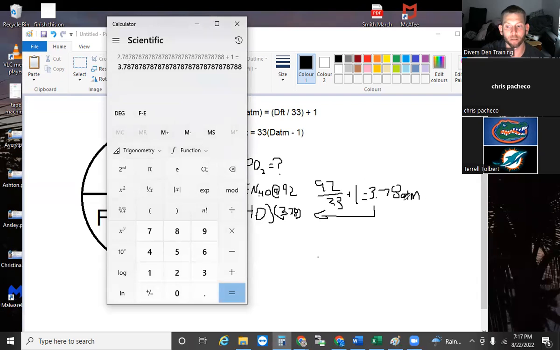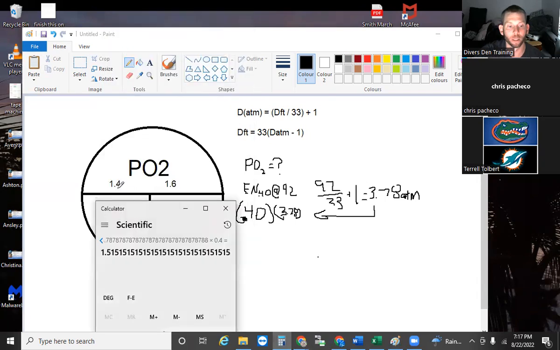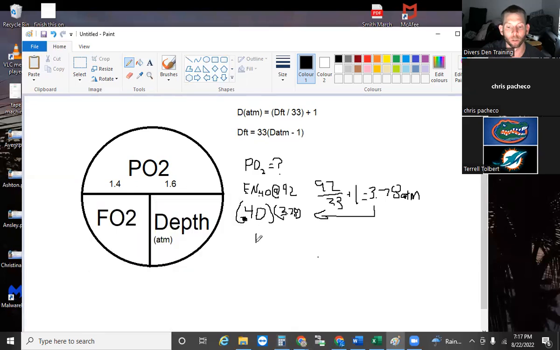So I'll bring up a calculator. I have 3.78 right there, and I'm going to multiply this by 0.4. So my PO2 is right in the middle of 1.4 and 1.6. So I'm exceeding 1.4. 1.4 is less than my PO2, which is less than 1.6. So I'm in the yellow zone, if you would, for that. Does that make sense?